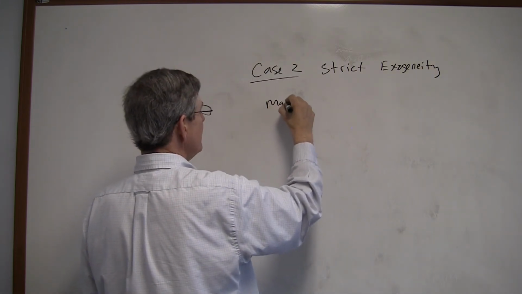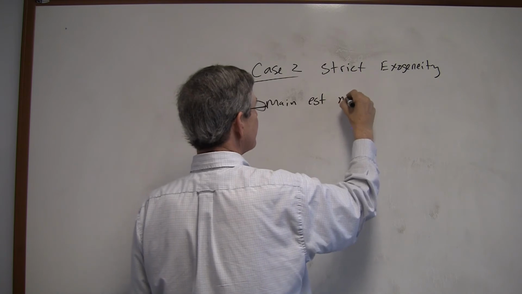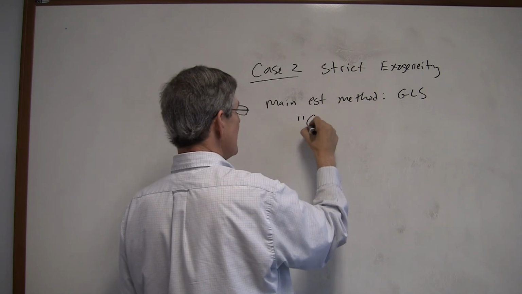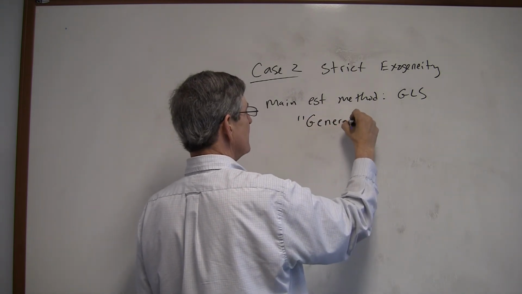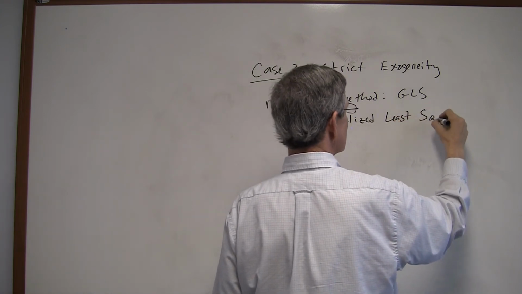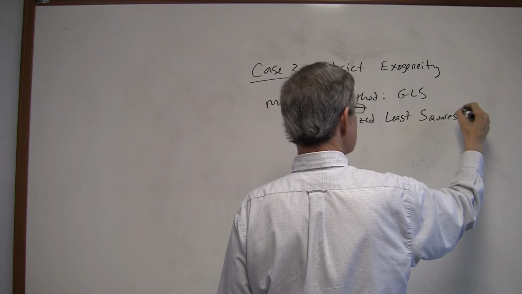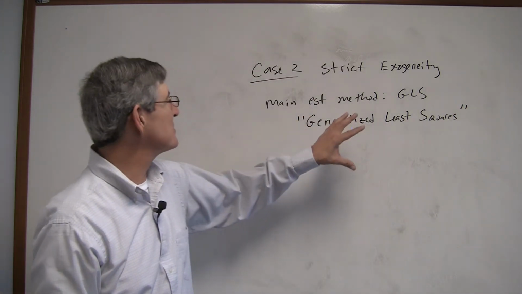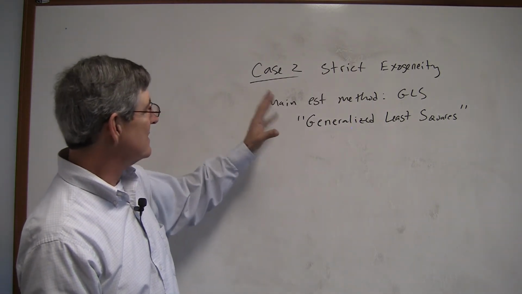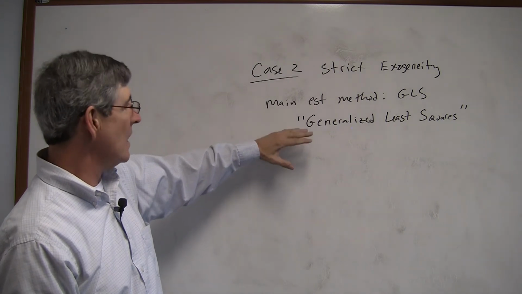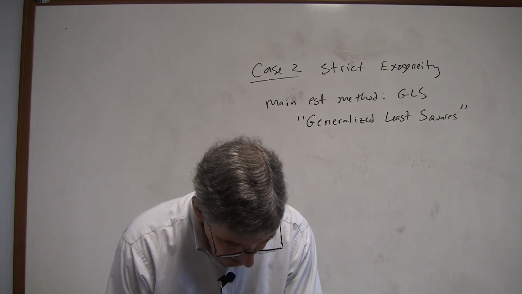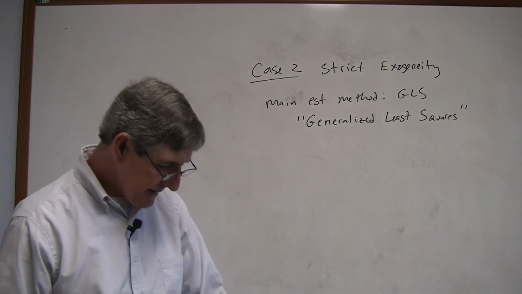Now the main estimation method we're going to look at here is GLS. It stands for generalized least squares. And if I could use some matrix algebra, I could show you why that's called generalized least squares, but it's just a different estimation technique. This contains OLS as a special case. That's why it's general. All right. Let me give an example of GLS.